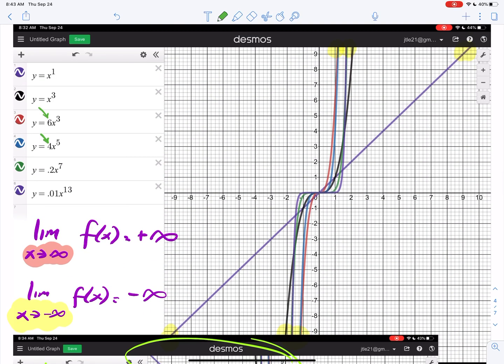Notice how when you go to the far right, it went far up. When you went far left, it was far down. Okay, when you went far right, it went far up. Far left, it goes far down.